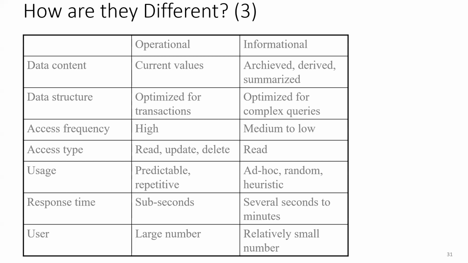But information database usage may be ad hoc. Ad hoc means based on the need. So if something is needed, you will execute that. It's not repetitive. Today you may be executing one complex query, tomorrow the query may be quite different. So that is ad hoc. Random, because it is not predefined. It is according to the need. And heuristics means how you think about something. You think that it could happen, so you have a query for that. Whatever could happen, you have a query for that.